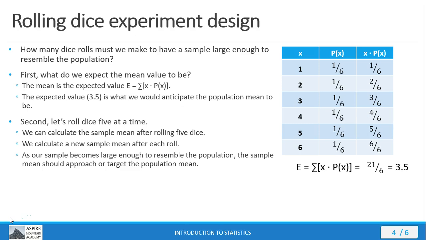As our sample becomes larger and larger, eventually it's going to become large enough to resemble the population. We should see at that point the sample mean approaching or targeting the population mean. So the value of the sample mean is going to come close to the population mean, which we're going to say is our expected value of 3.5. So the closer our sample mean gets to 3.5, the closer we are to having a sample that's large enough to resemble the population.